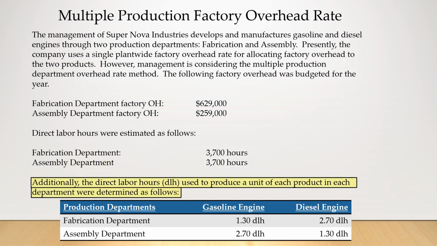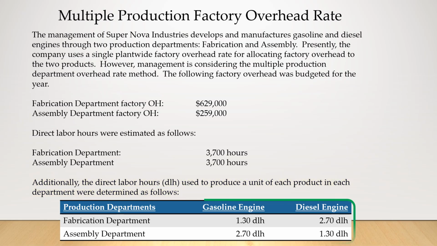Additionally, the direct labor hours used to produce a unit of each product in each department were determined as follows. In the fabrication department, a gasoline engine requires 1.3 direct labor hours, and a diesel engine requires 2.7 direct labor hours. In the assembly department, a single gasoline engine requires 2.7 direct labor hours, while a diesel engine requires 1.3 direct labor hours.